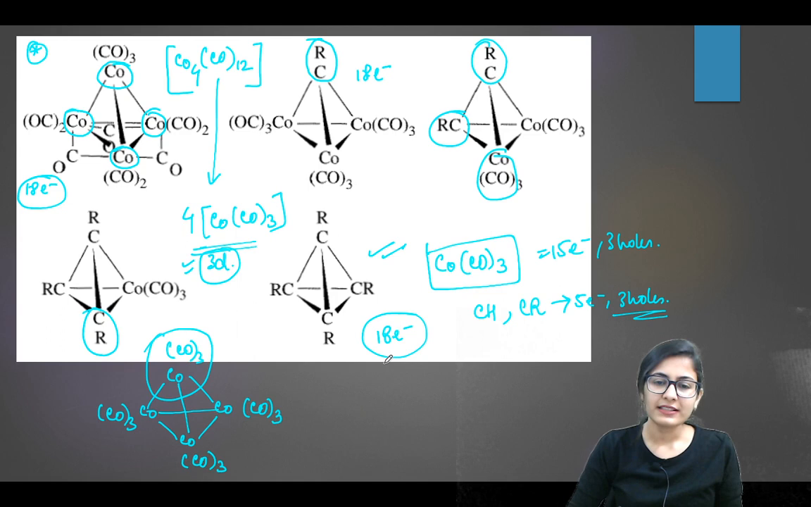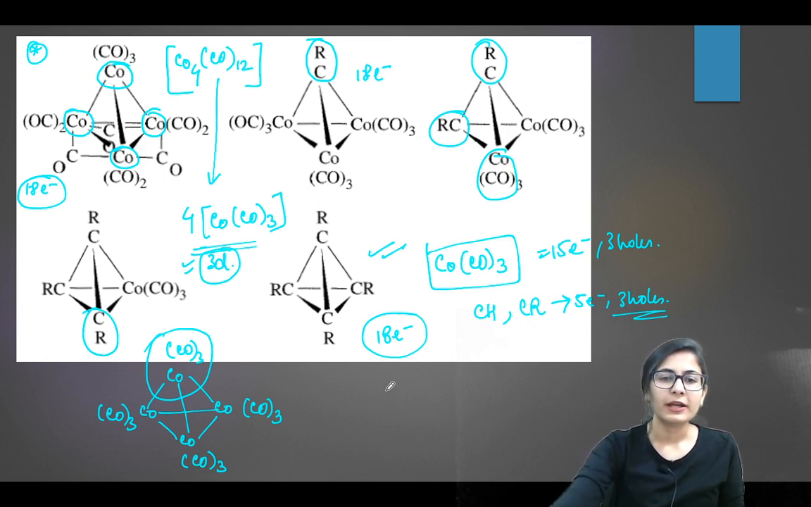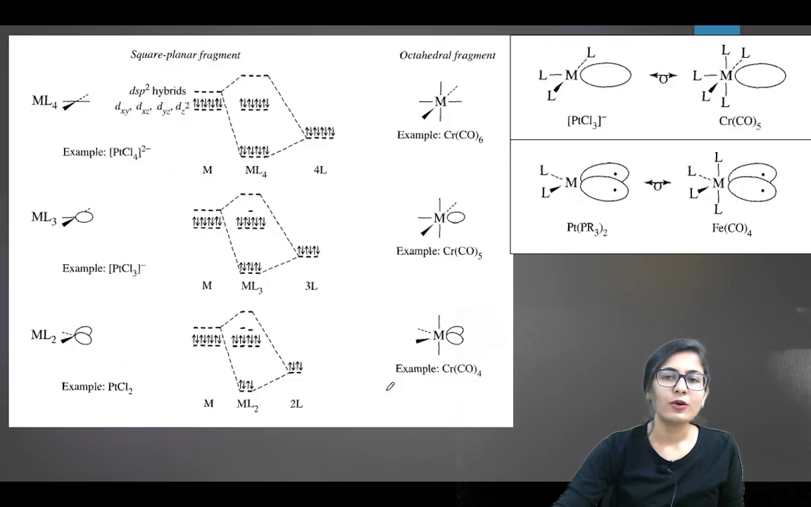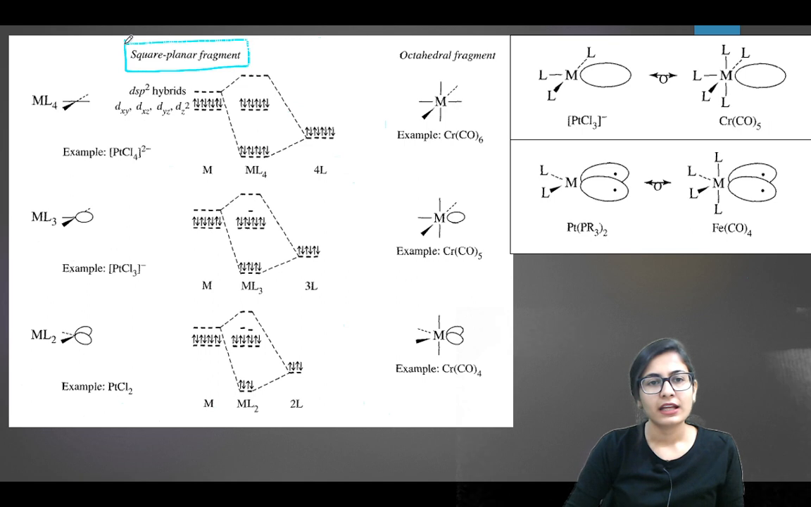Okay, so this is how it is. This is how we use the isolobal analogy for understanding and describing the bonding and the electrons which are involved. So yes guys, now we are going to talk about something very important, that is the square planar fragments.